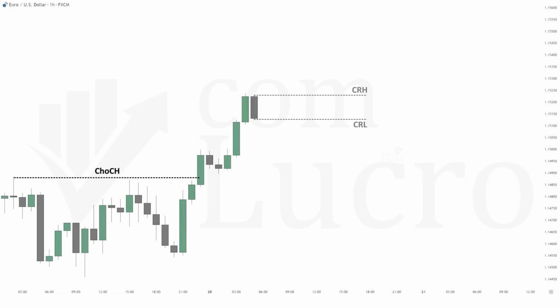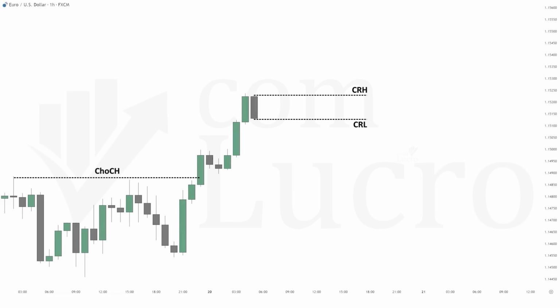We start by marking the highest point as the candle range high, CRH, and the lowest point as the candle range low, CRL. What we want to see next is simple. Price needs to break below the CRL and then close back inside the range. However, if the next candle fully breaks below the CRL and closes outside the range, we skip the setup and wait for the next opportunity.